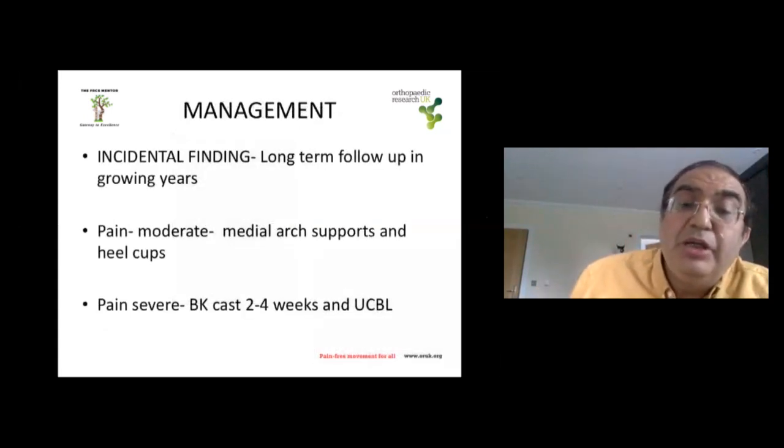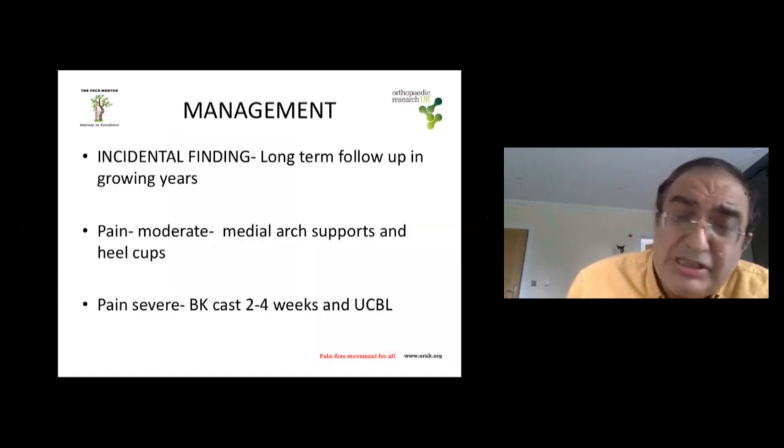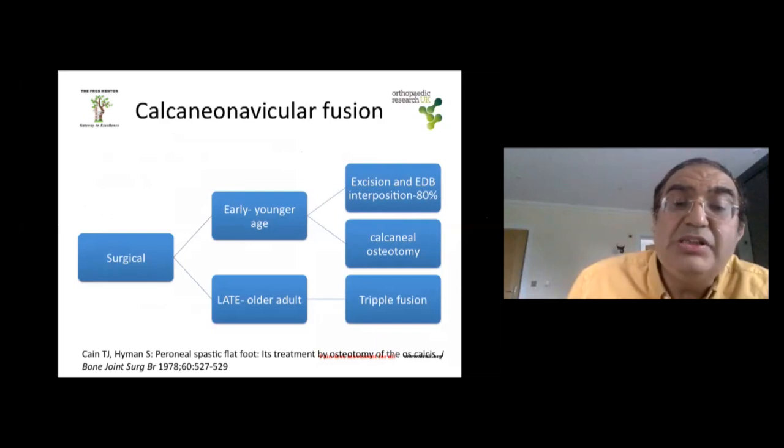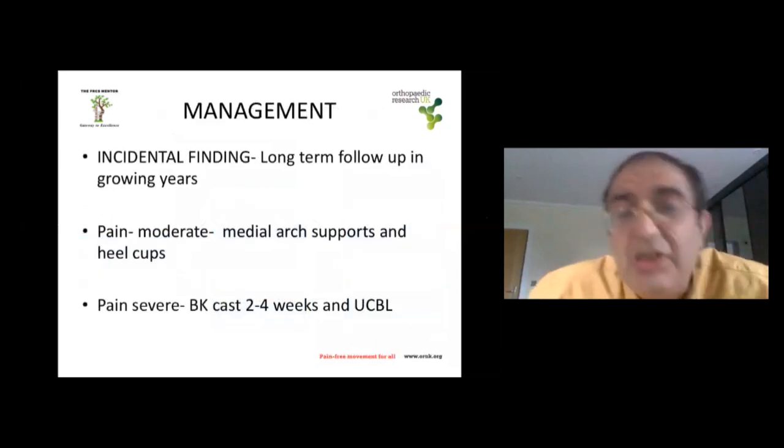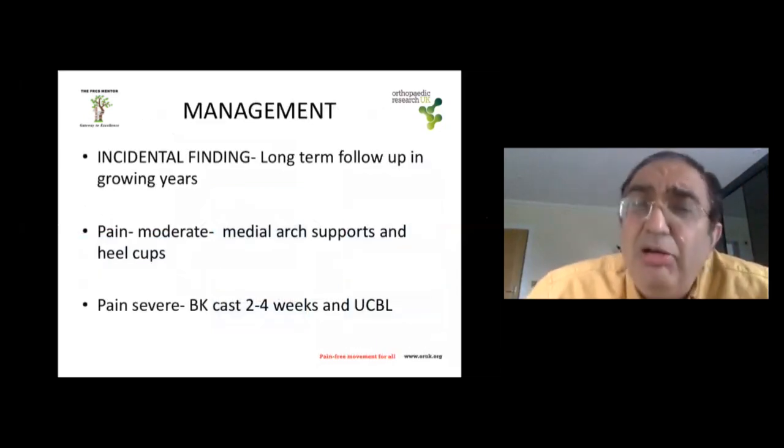So most of the time, it can be an incidental finding and it needs to be treated only if painful. The important thing is treatment is always conservative. Remember, always try some insoles, try even a plaster sometimes for 3 to 4 weeks, and then an insole.